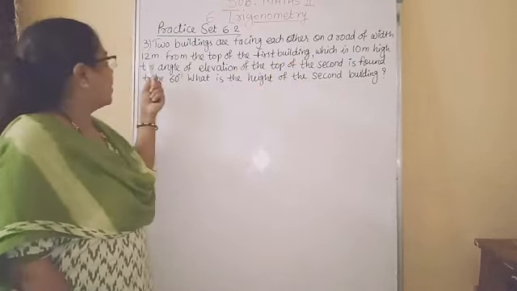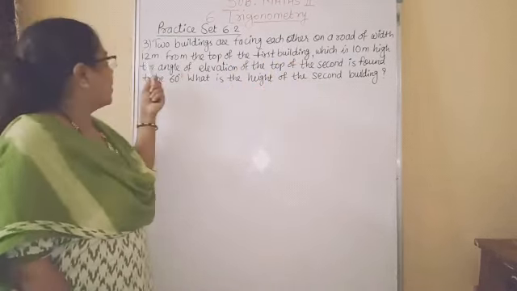So on one side of the road, the first building is there. Now while drawing this, you should be careful. See, from the top of the first building, the top of the second building is observed. That means the first building's height is less than the second building. That means the first building is smaller than the second building. So we will draw this as the first building and this one as the second building.